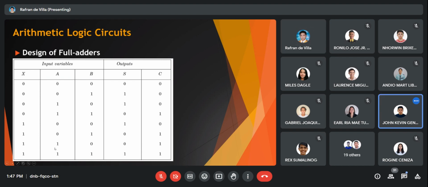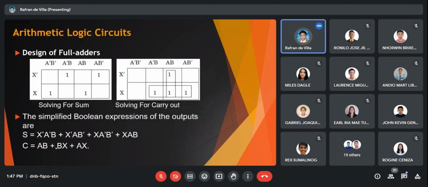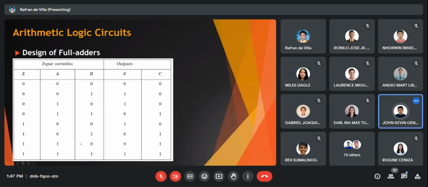Sir, for the sum of 0 and carry of 1, that is for A and B. As we discussed earlier, A and B inputs of 1 give a sum of 0 and a carry of 1. So 1 plus 1 is 2, right? Yes sir. So that means for the sum, 0 is placed, and then for the next significant bit is 1.